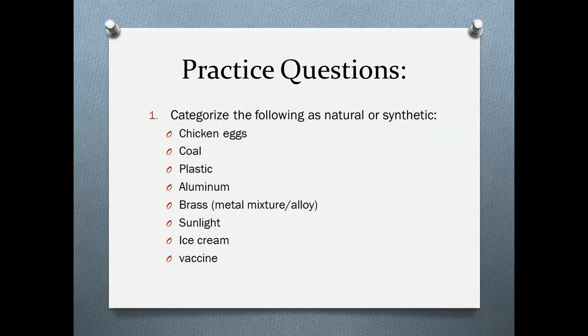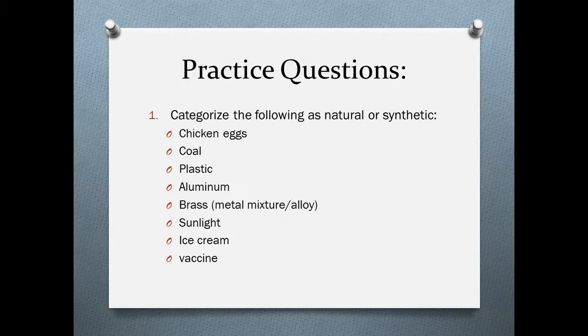So chicken eggs, yes, that's a natural material. Coal is also a natural material. It was just produced millions of years ago. Plastic is synthetic. We have to do a chemical reaction to produce it. Aluminum is a natural material because it is formed in Earth's crust, and then we usually isolate it. Brass is another metal, but in this case, brass is not found in this form in nature. Brass is used for our instruments and stuff like that. It requires some chemical action to produce it.